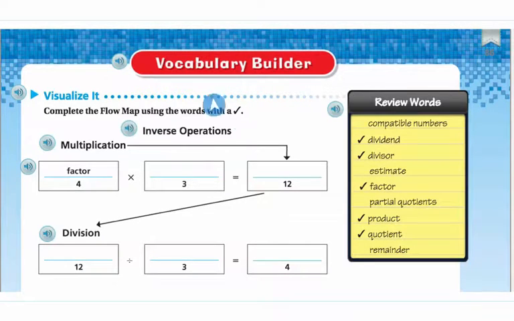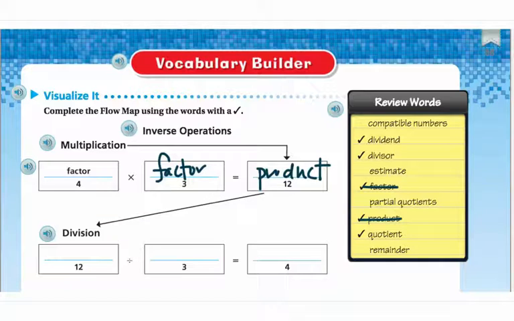So it says inverse operations. We have a factor, 4, times another factor, which is 3, equals 12. And we also know that we refer to 12 as our product in a multiplication problem. Now, because I used those different terms from my review words, I'm going to go into the box and cross them off. It's always a good strategy, because when I go back to this, I'm not going to look at those terms because they've already been used. It just makes things easier for me so I don't make any mistakes.